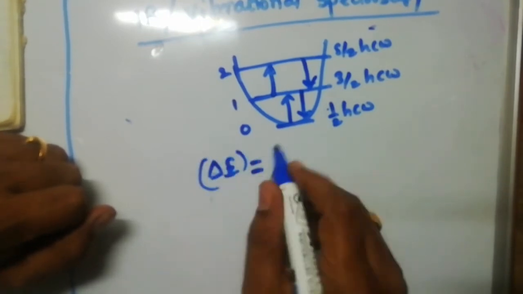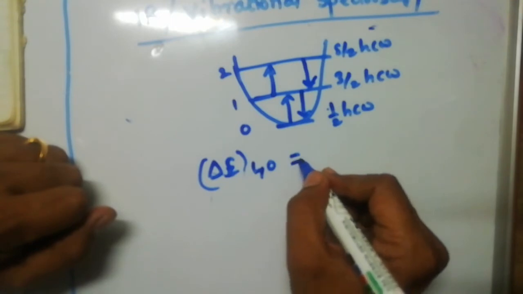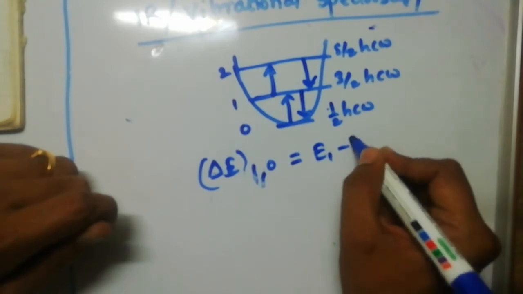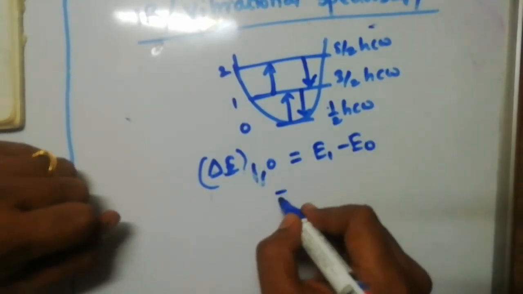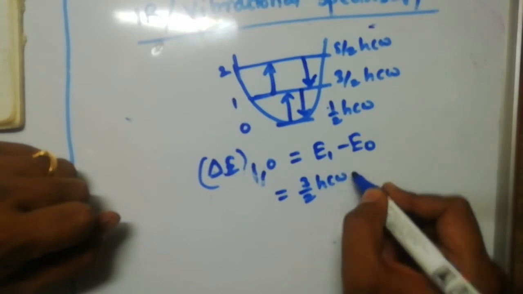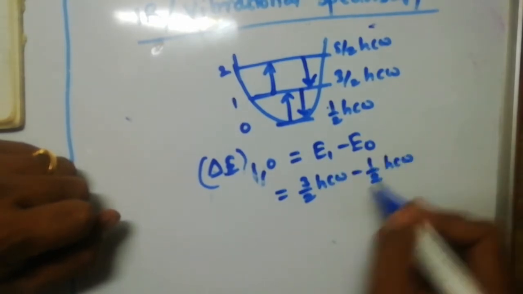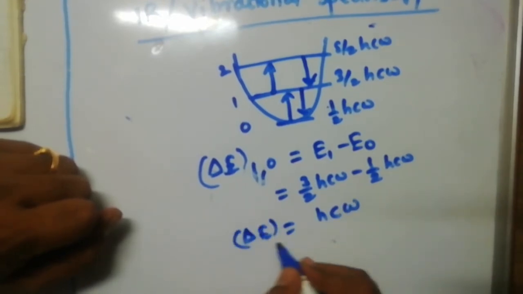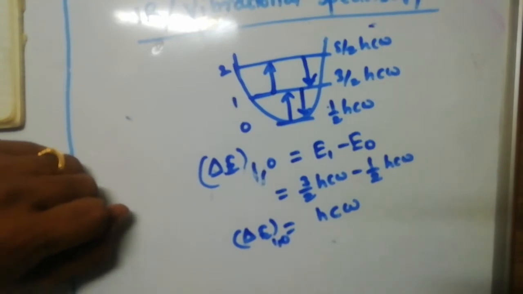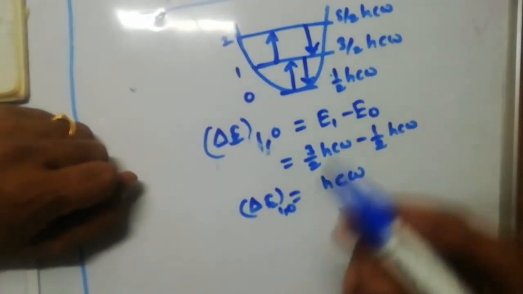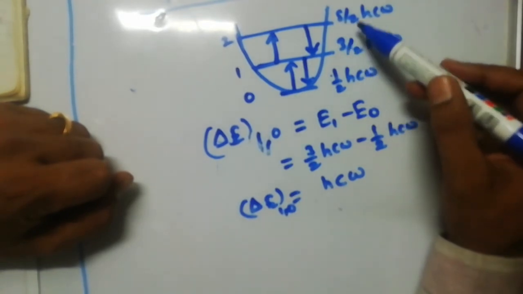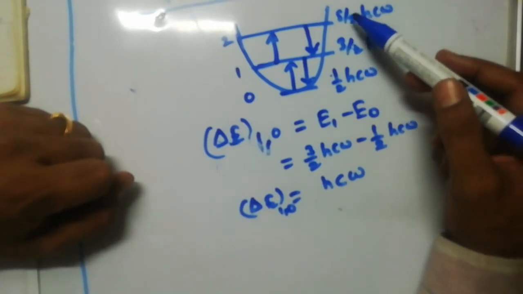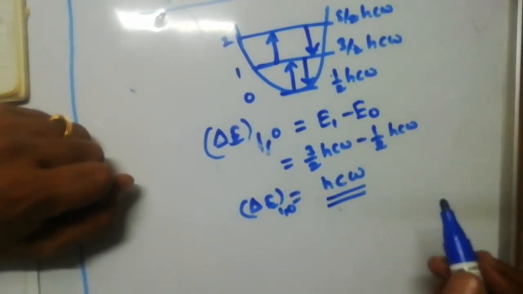You will get delta E from the transition 1 to 0. From the transition 1 to 0, the energy would be E1 minus E0. Now what is E1? E1 is 3/2 Hc omega, and E0 is half Hc omega. The difference remains Hc omega. So delta E from 1 to 0 will be equal to Hc omega. Even if you have a transition from a higher energy level, say 5/2 Hc omega to 3/2 Hc omega, again the difference will come out to be Hc omega.